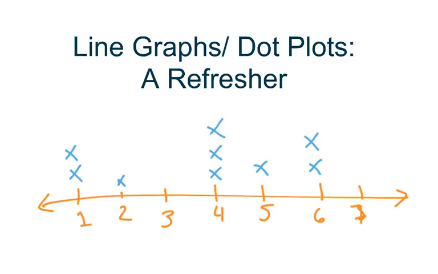In this video, we are going to look at line graphs, which are also called dot plots, and refresh our memory from previous school years. So, a line graph or a dot plot, you can use either name, they mean the same thing, happens on a line. So this is a number line, which means that you need to have numbers in some interval, some consistent interval on your number line.